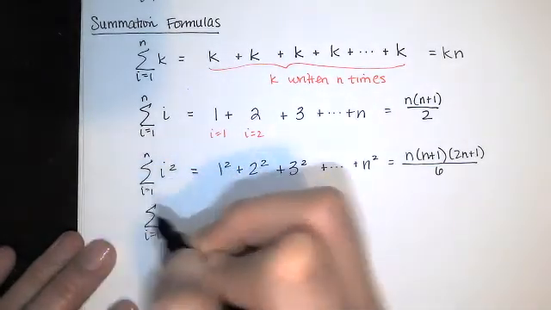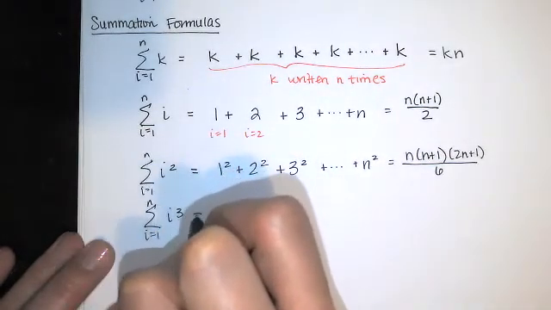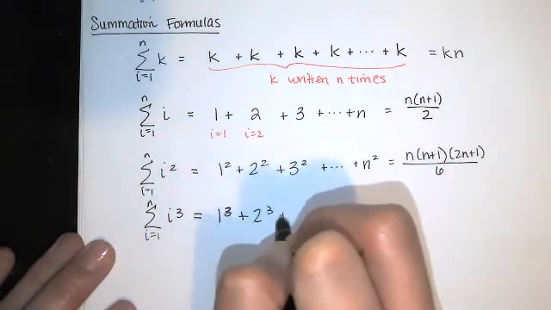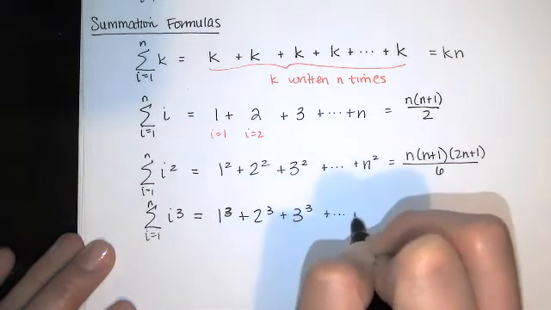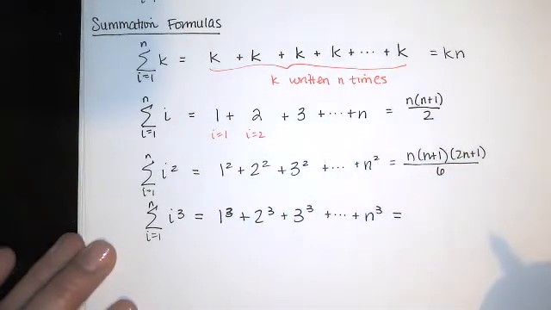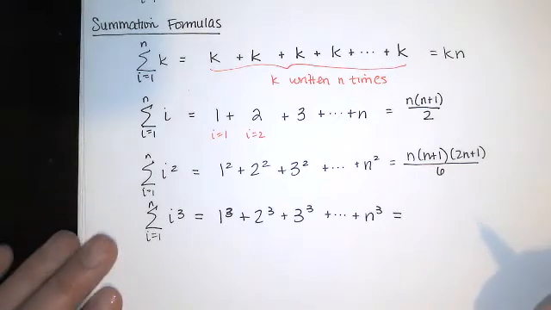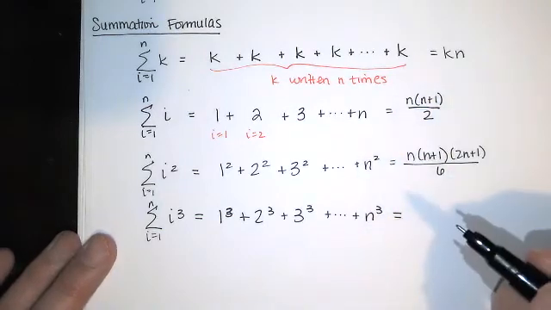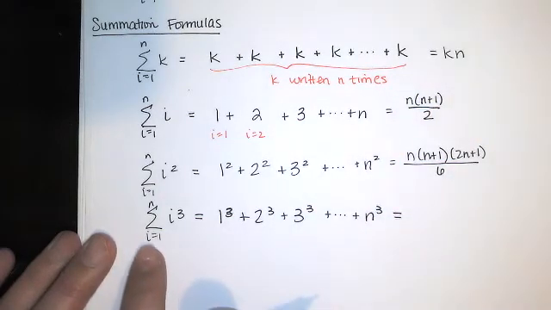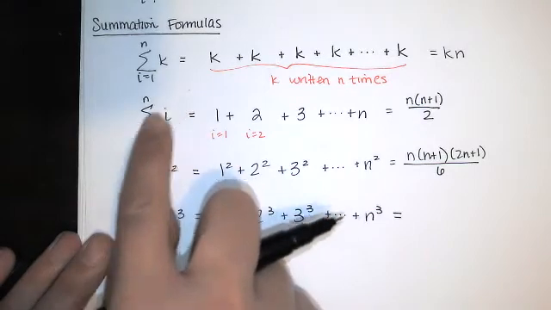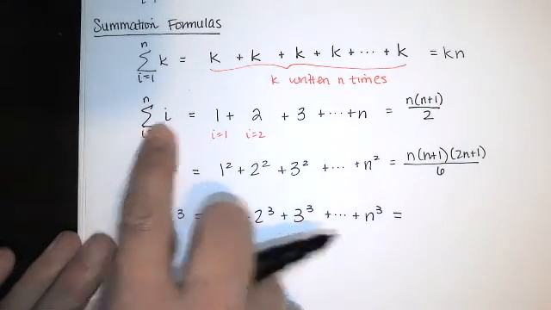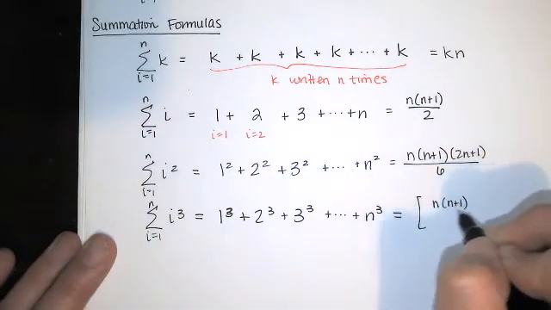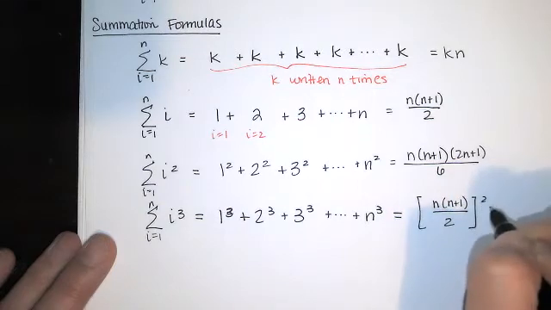Another one that may come up for us is the sum as i goes from 1 to n of i cubed. So that's 1 cubed plus 2 cubed plus 3 cubed, all the way up to n cubed. This is pretty cool. Turns out that you just get this squared. So the sum as i goes from 1 to n of i cubed is actually the sum of the i's squared. So you have n times n plus 1 over 2, and you square it.